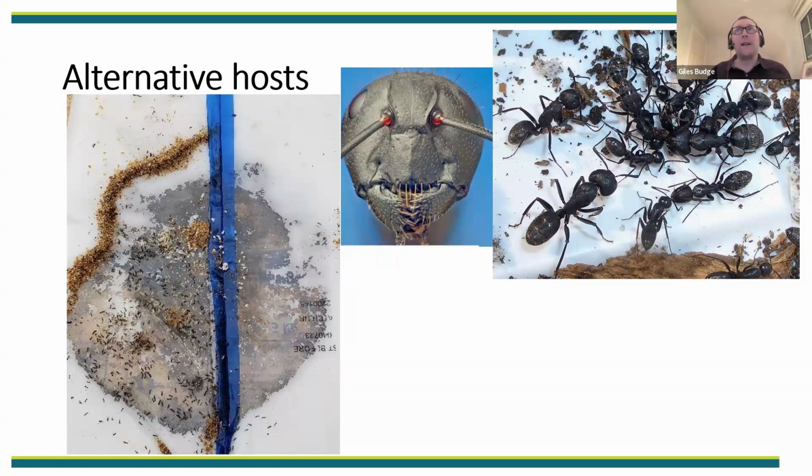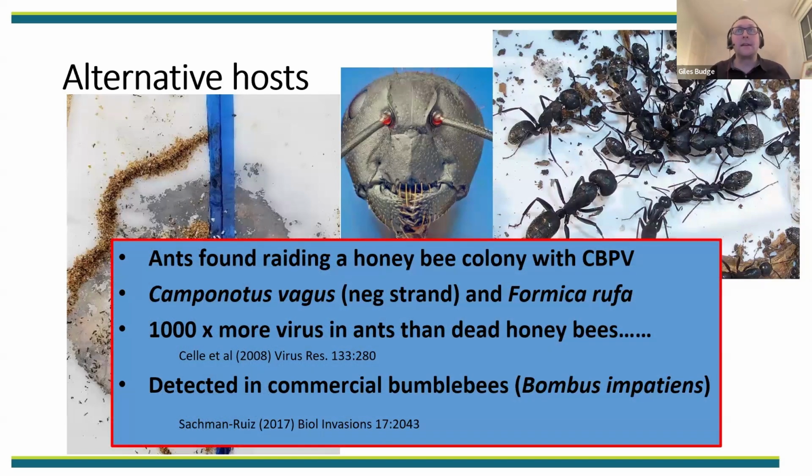What's interesting about chronic bee paralysis virus is that if you look at ants raiding honeybee colonies with chronic bee paralysis, as in a couple of papers here, you can find an awful lot of virus in these ants. The negative strand comment is important because it suggests that this is replicating virus found within the ants. What's even more interesting is that the amount of virus found in those ants was 1,000 times higher than in dead bees that had suffered from chronic bee paralysis within those colonies. That suggests the virus is able to replicate to very high levels in the ants.